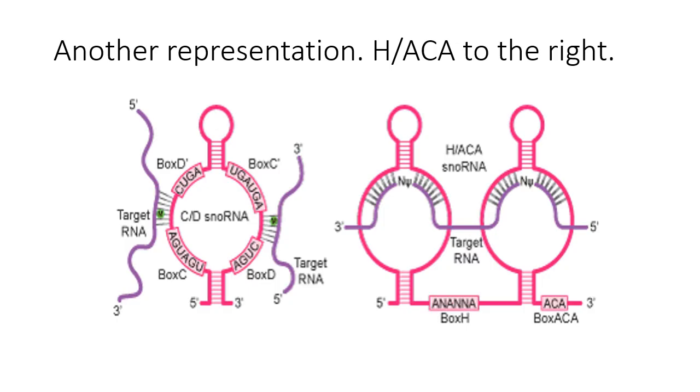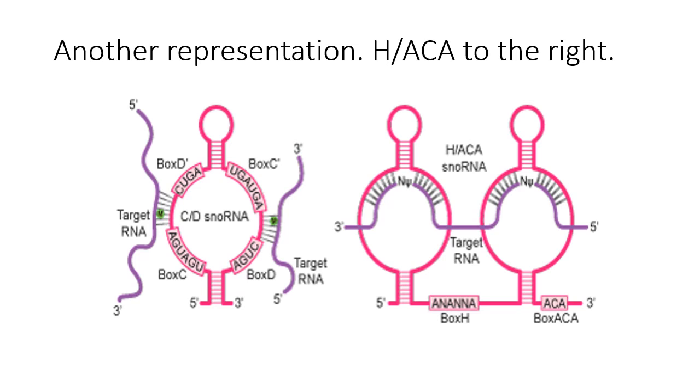Here's a more customary representation of these molecules, which is probably more like what they look like, but maybe not so easy to understand. For box CD, we have the stem loop type structure, and in this case, we've got two target regions, which are complementary to the ribosomal RNA, and that's where the methylase will work. This particular snoRNA has two different target sequences, and that's not unusual for these.